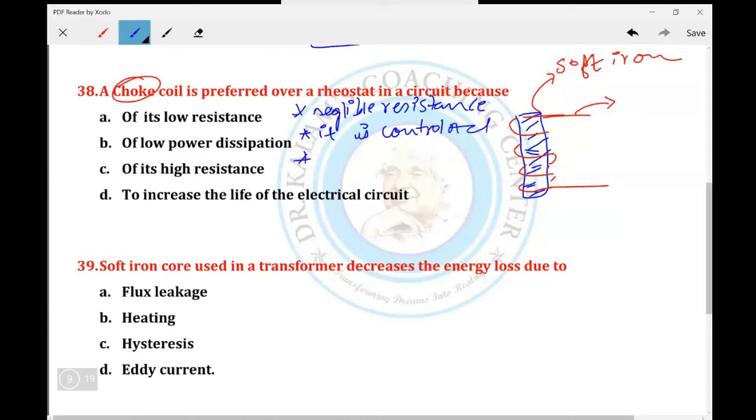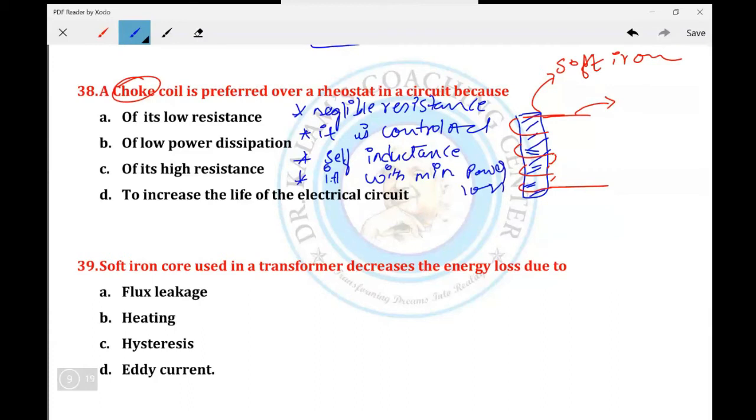Then it is based on the principle of self-inductance. So it works on the principle of self-inductance. Anything can be a question in the exam. Next, it controls AC current with minimum power loss. So these are the points which I feel are very important from the CET point of view related to choke.